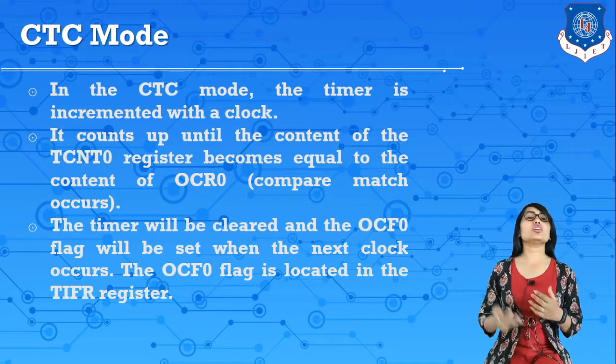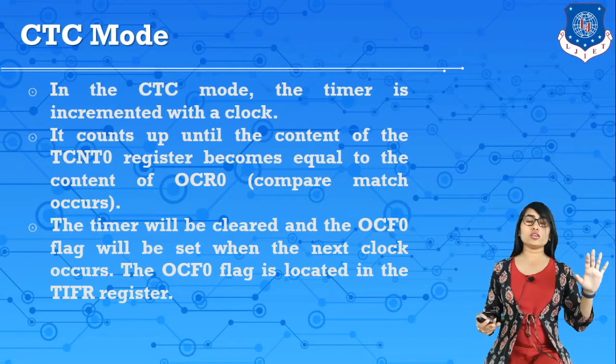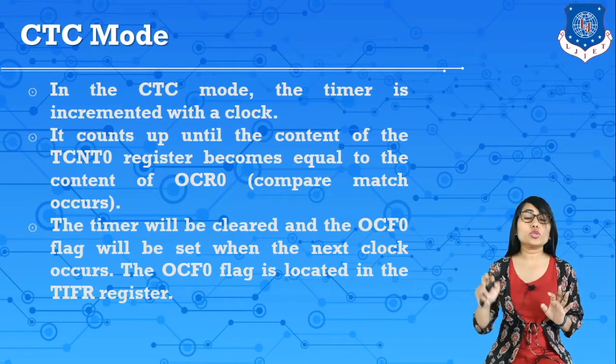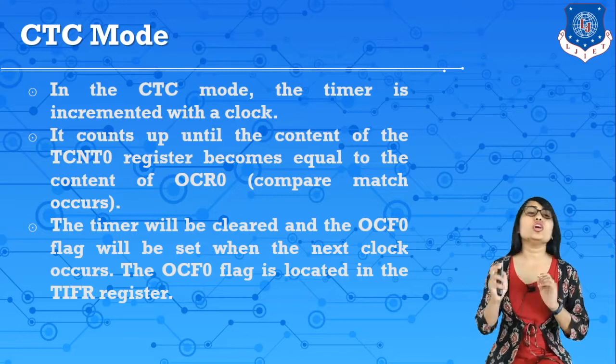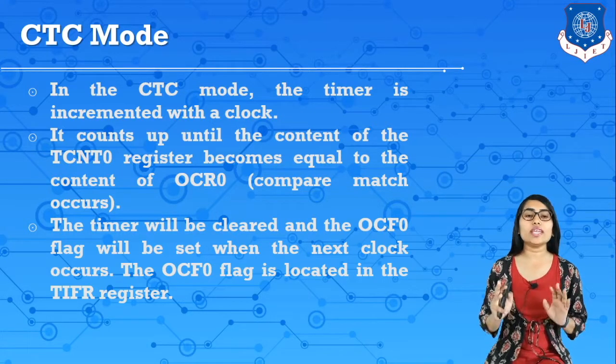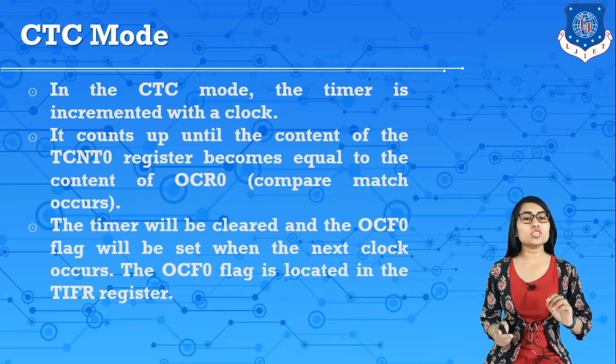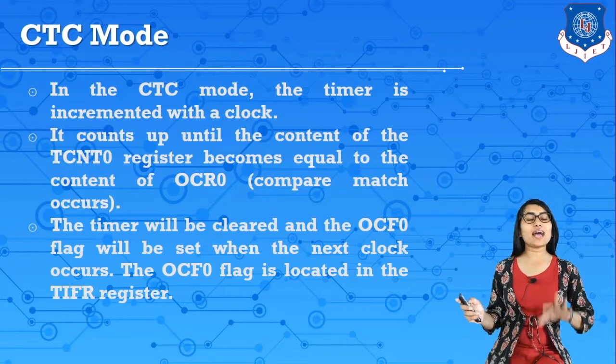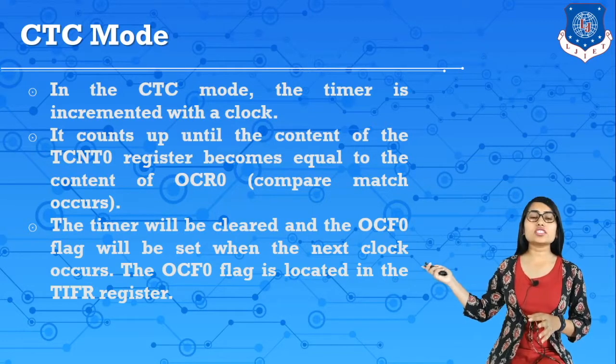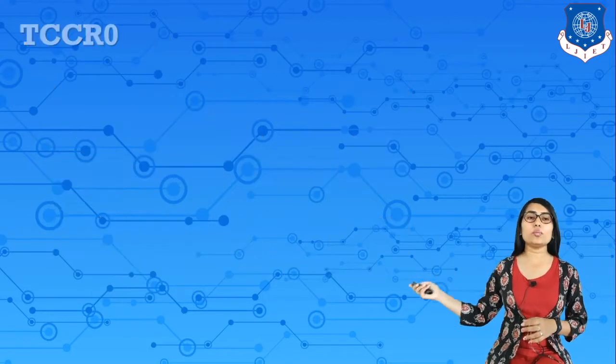In normal mode, the timer counts up to the maximum value FF. In CTC mode, it counts up to the value of OCR0. So this is normal and CTC mode. Now next we have the TCCR0 register.